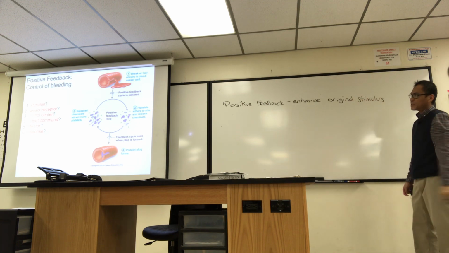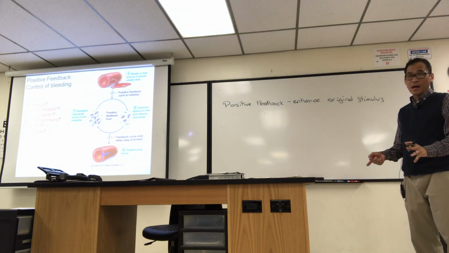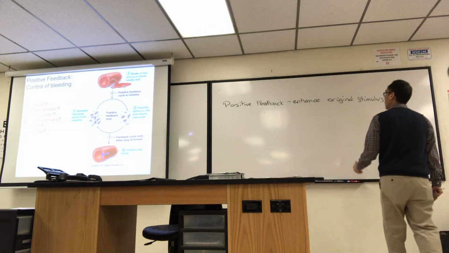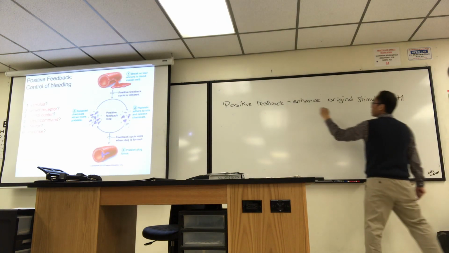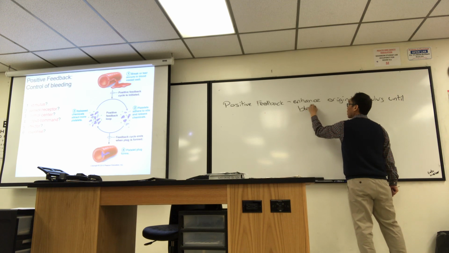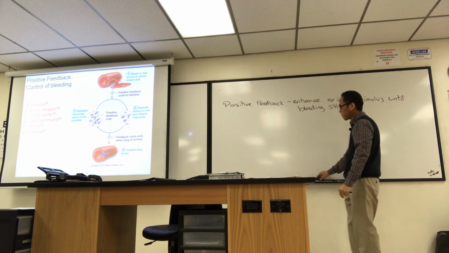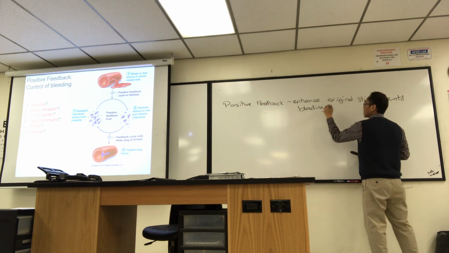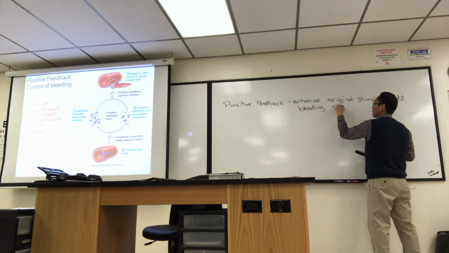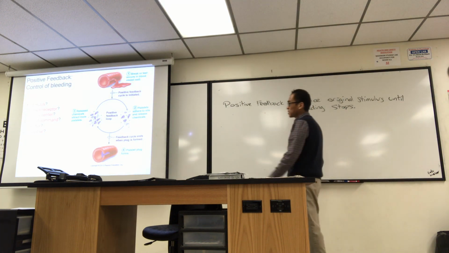In this example, since it's the control of bleeding, you enhance the original stimulus until the bleeding stops. Now let me do this one with you because it's kind of hard to squeeze every example into my 6 easy steps. So let me write this one on the board for you. We'll go 1 to 6 again.